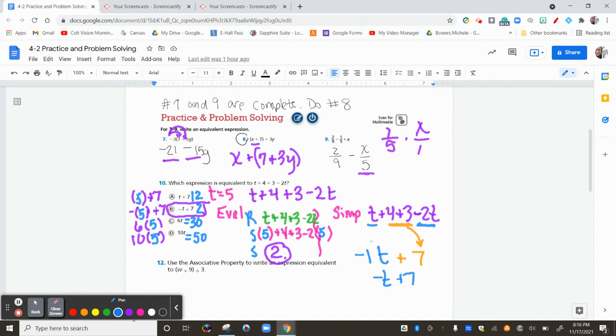I also know if I put 5 in here, negative 1 times 5 will be negative 5 plus 7 will be 2. So here is the equivalent expression, which is b.